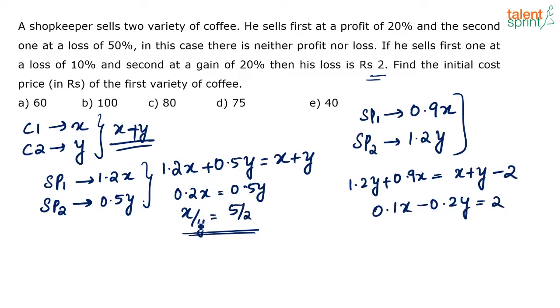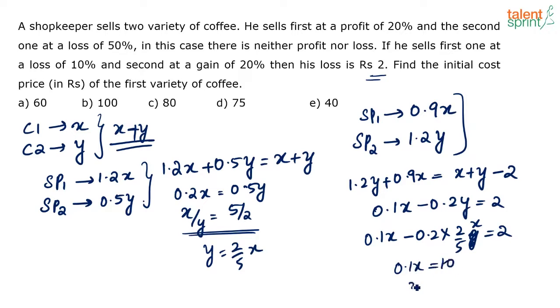Let's substitute here. What do you get? What is y in terms of x? y is equal to 2 by 5x. Put that here. So, you will get 0.1x minus 0.2 into 2 by 5x, that is equal to 2. Solve for x and you will get 0.5x minus 0.4x, that is equal to 10, or you get 0.1x, that is equal to 10, or x is equal to 100. So, what is the question? Find the initial cost of the first variety of coffee. It is 100. That is the correct answer.